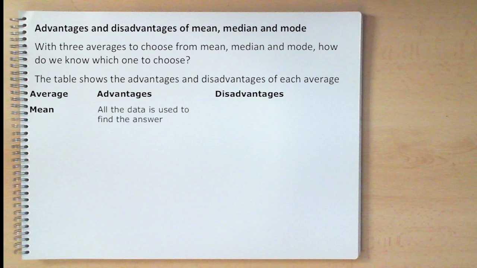So the mean, the advantage is that all of the data is used to find the answer. You're adding up all of the data points and you're dividing them by the number of the data points. So that's quite an important advantage, all the data being used.